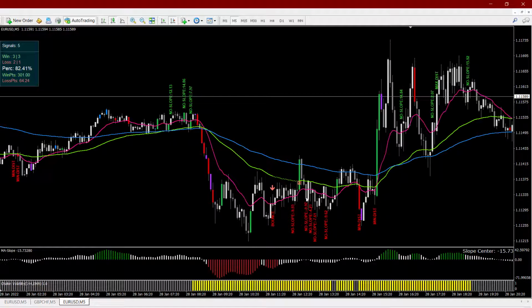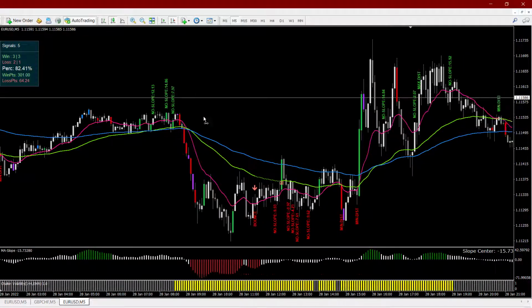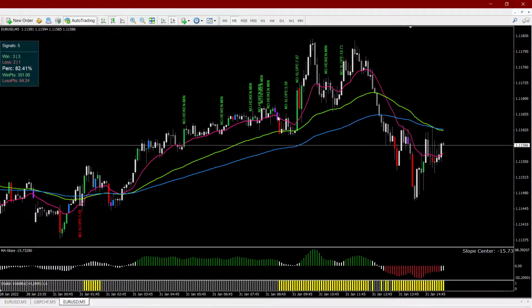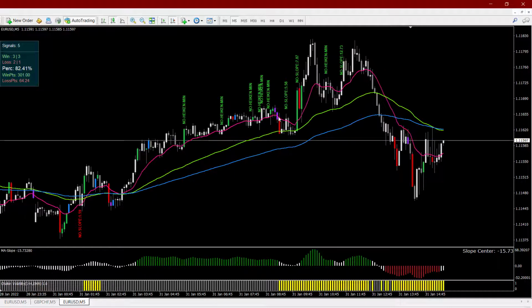This indicates a downtrend. So once it has checked that all three MAs are stacked, next it will look for the price bounce off the MAs, and you can set which MA you need to check: faster, medium or slower. It will check that the price goes down and bounces off a particular MA and then goes back up again. With default settings, it will check for the fastest MA price bounce. So all of these signals are when price crosses the MA downwards and then crosses it back upwards.